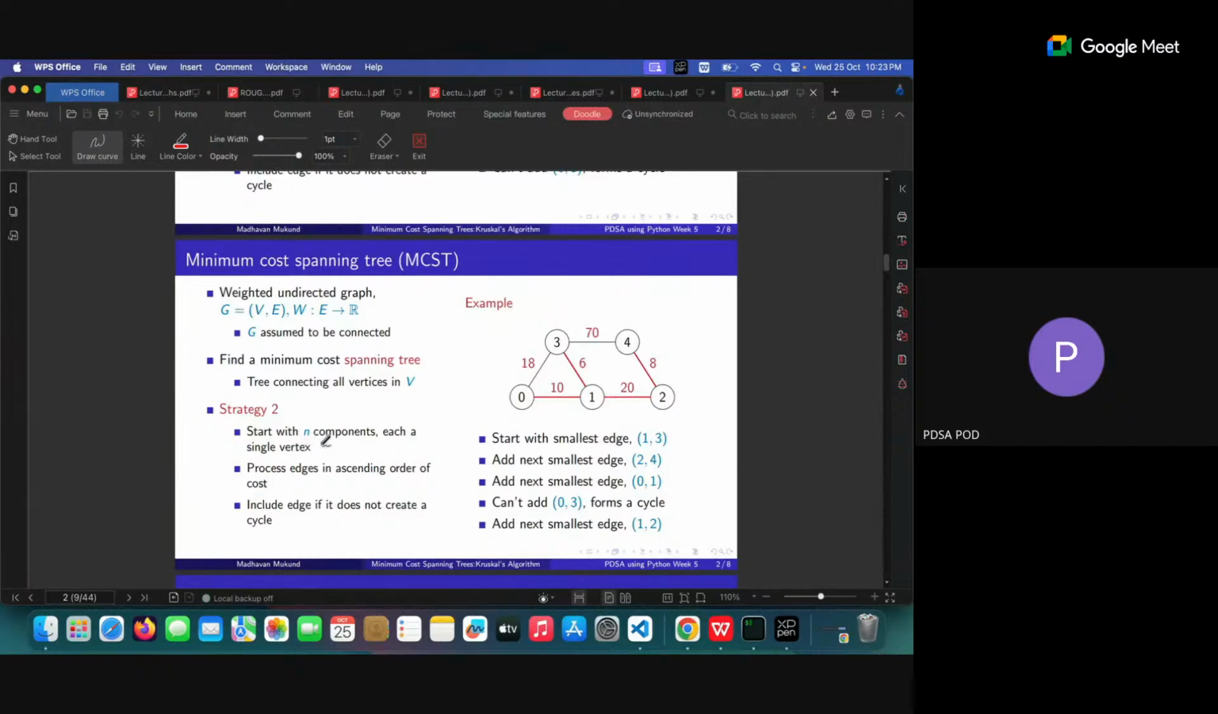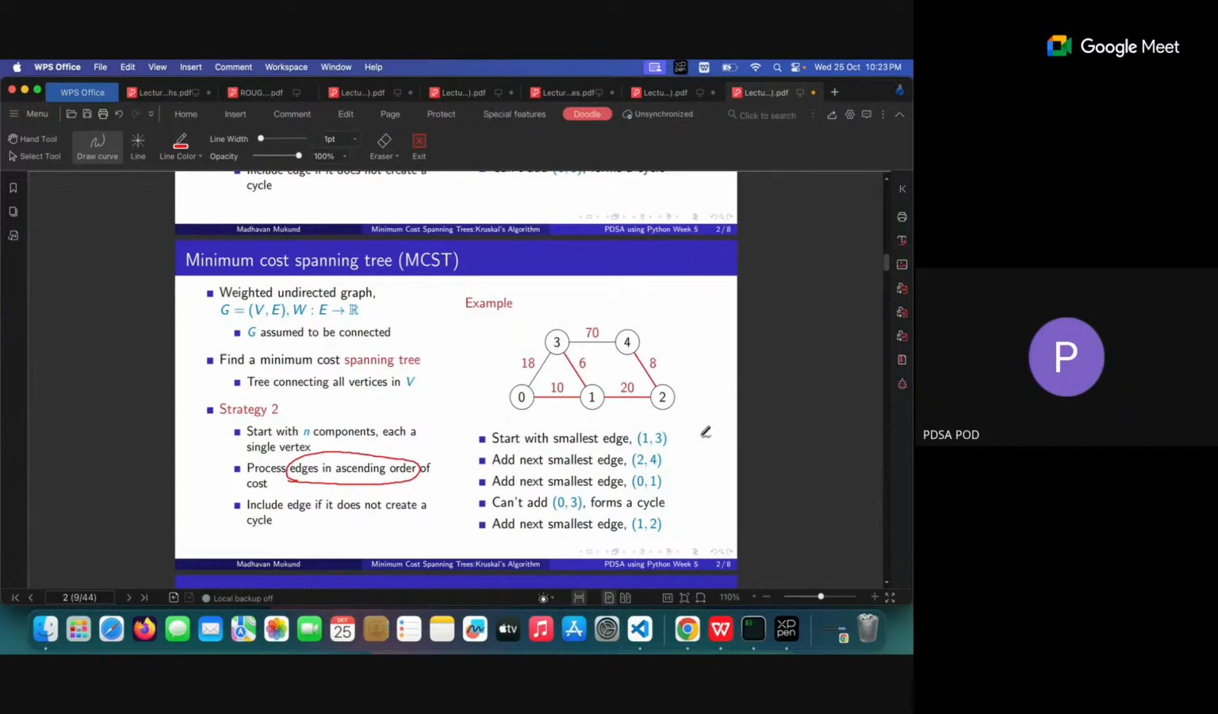Strategy number 2. Remember, all of the edges are in ascending order. They are sorted before the start of the minimum cost spanning tree. All of the edges are sorted. Once they are sorted, only then do they proceed. Once they are sorted, it is always ascending order.